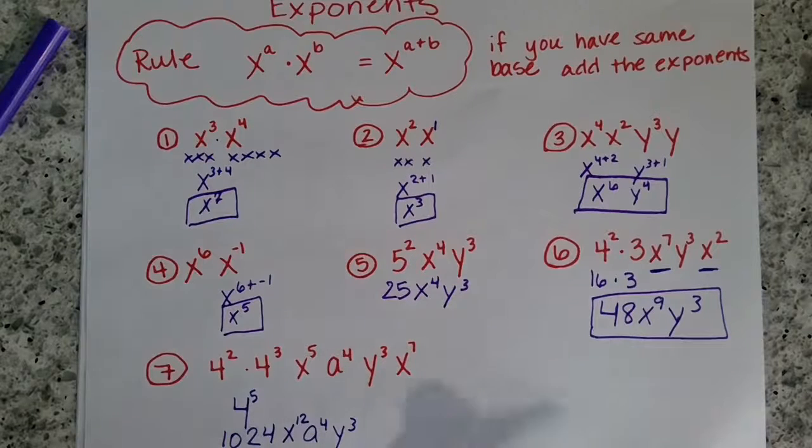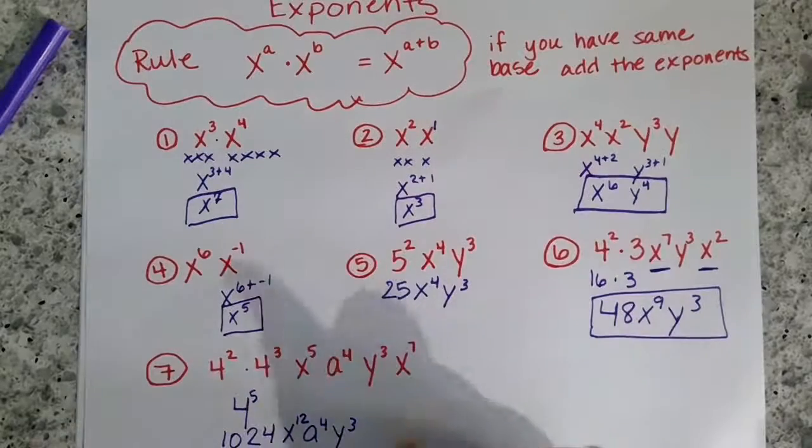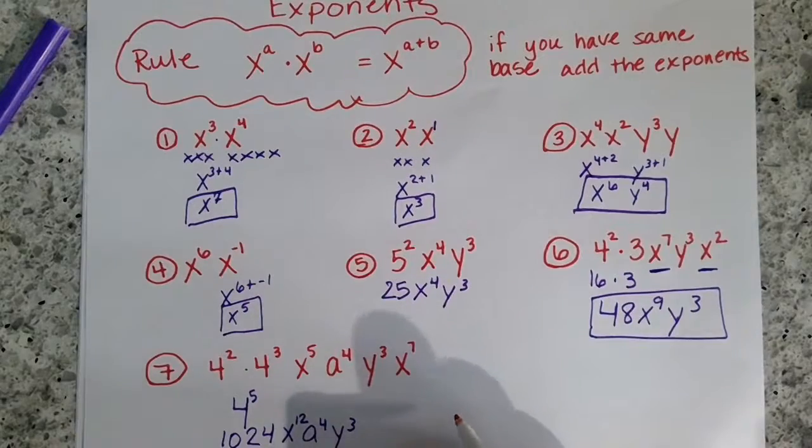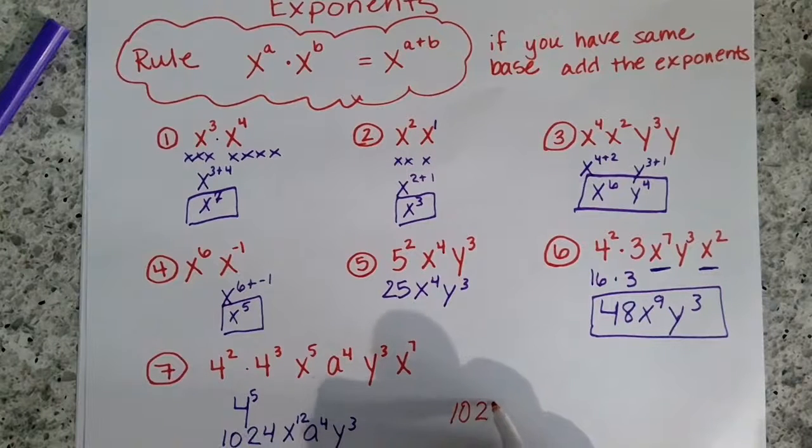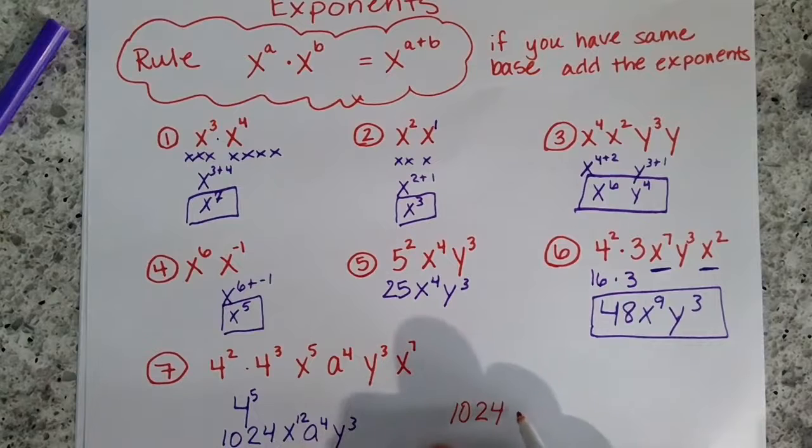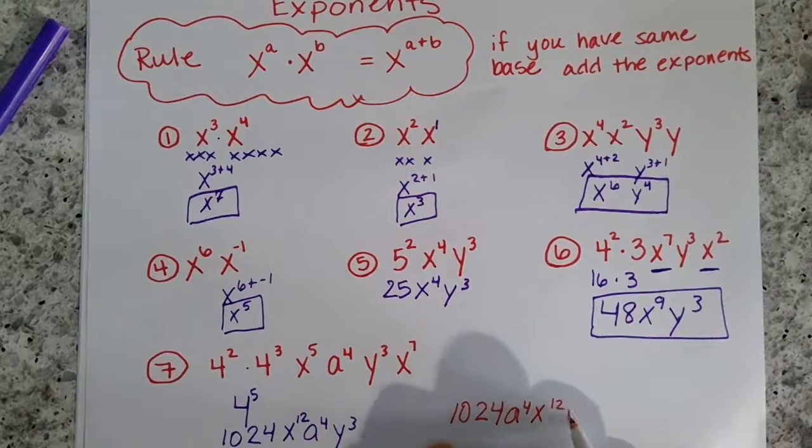This is your answer. One other thing is, if you have all these variables, they usually like their answer with the variables in alphabetical order. So this is correct, but it's a little bit nicer if you write it a to the 4th, x to the 12th, and y cubed.